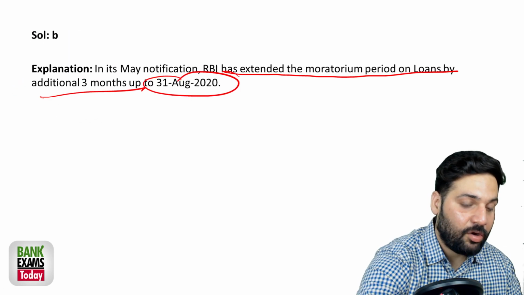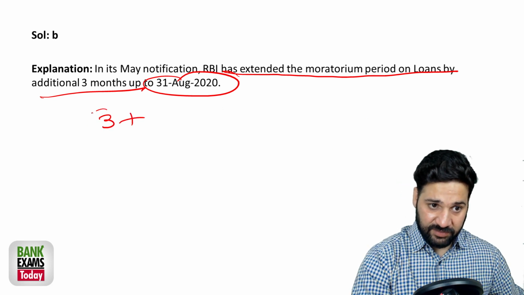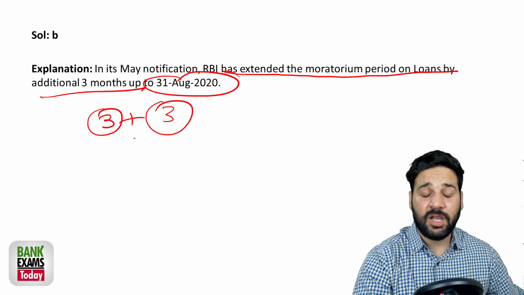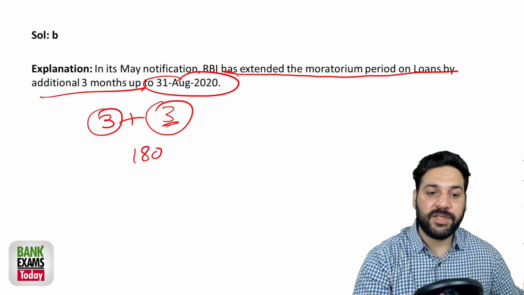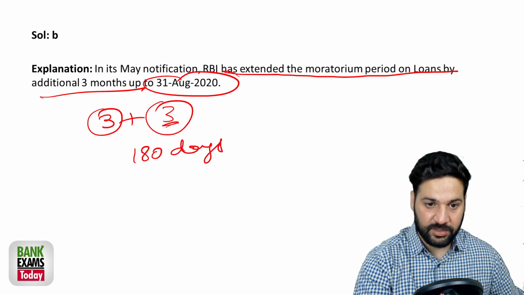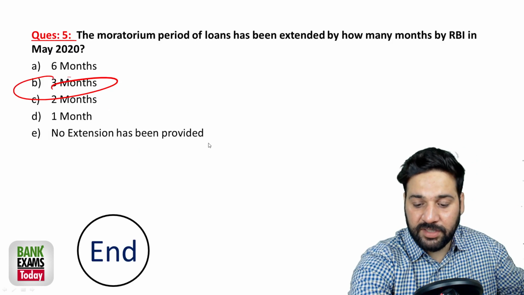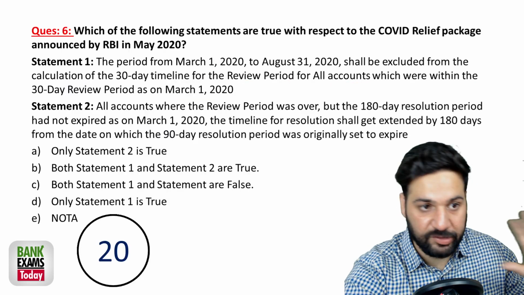But 3 months have already been given, and an additional 3 months of moratorium is allowed for the banks to give. So the total moratorium period is 180 days. As mentioned in the question, in May 2020, 3 months of additional moratorium was provided. The total moratorium period is 6 months.